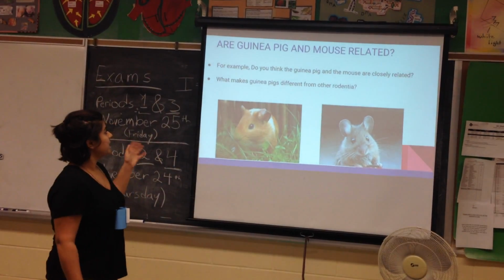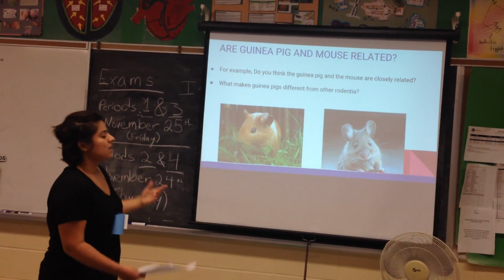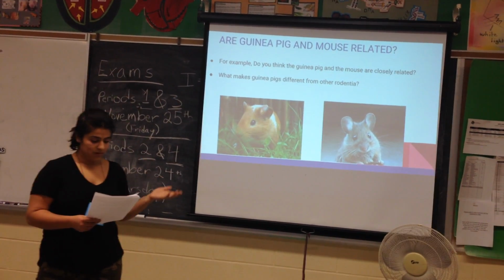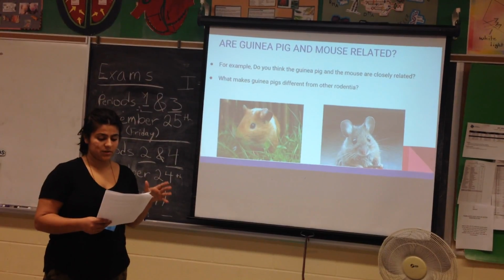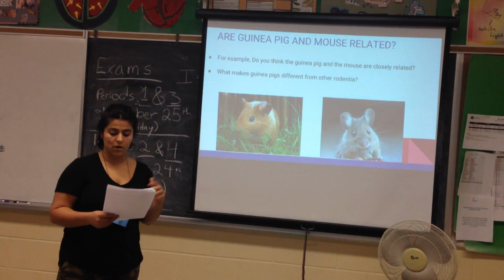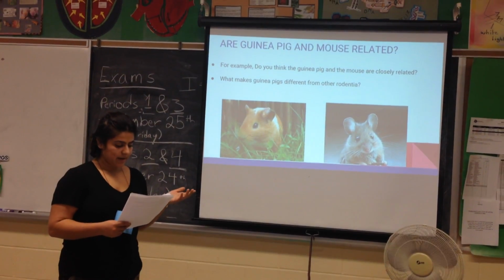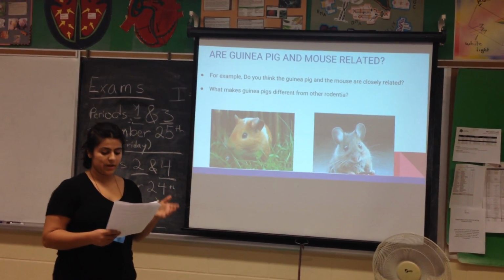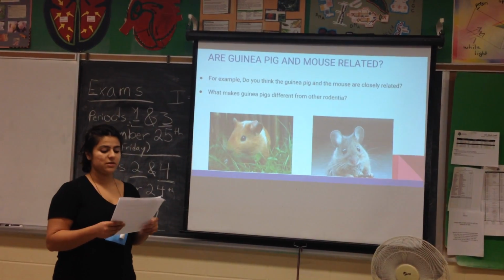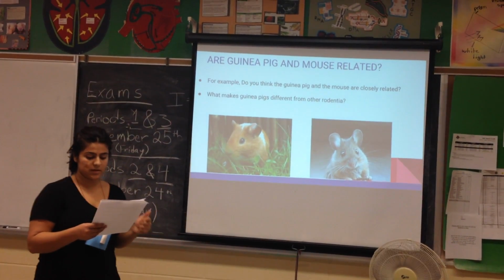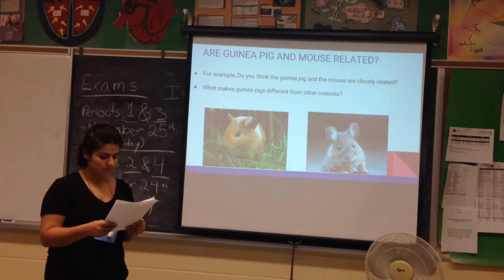Now, are guinea pig and mouse related? They're not related. Guinea pigs were once considered to be in the rodent order, Rodentia. How are they not related? Analysis of several proteins, including insulin protein structure, suggested that guinea pigs were sufficiently different from other rodents, and they should be placed in a different order.